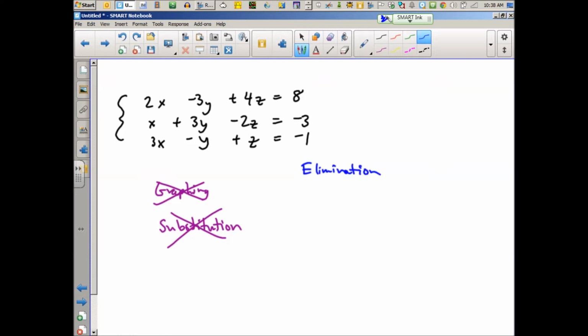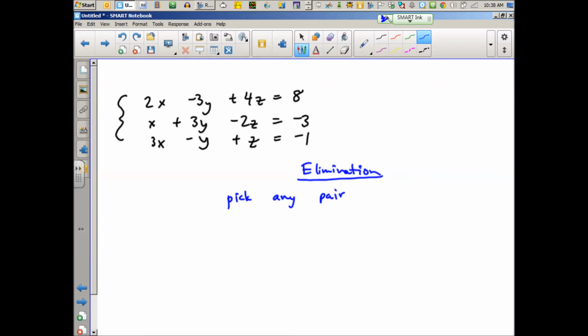Okay? So let's try it real quick. What I usually do is I'll pick two equations, any pair of equations. Let's number these: Roman numeral 1, Roman numeral 2, Roman numeral 3. Okay? Let's just pick equations 1 and 2.